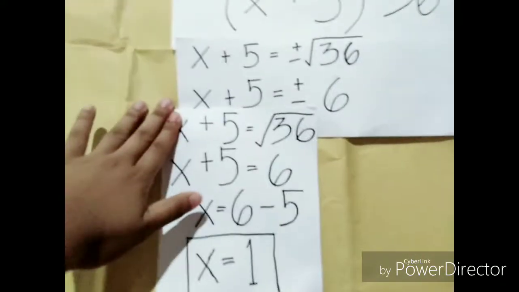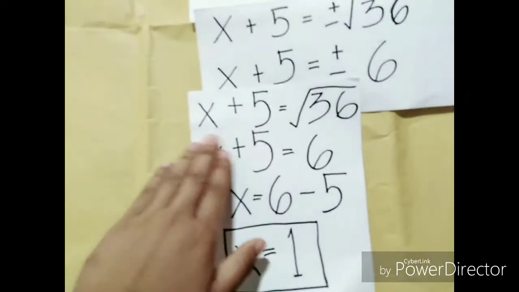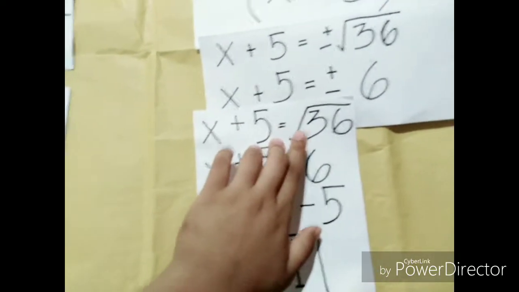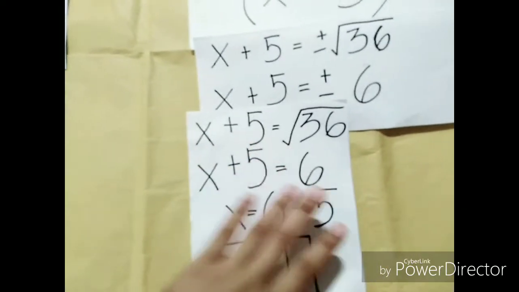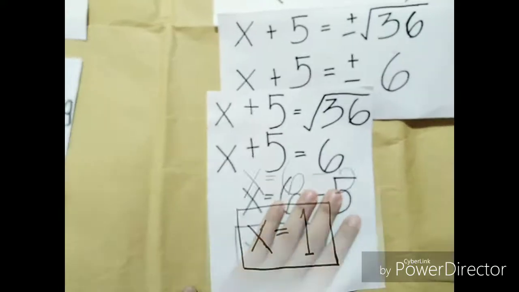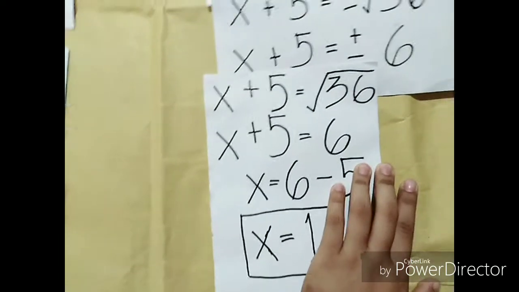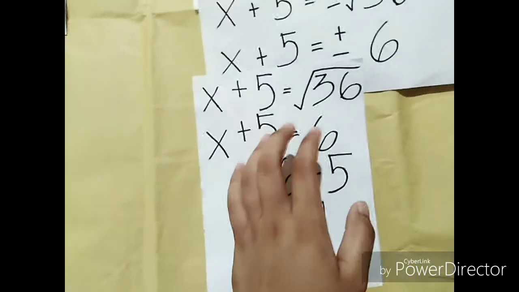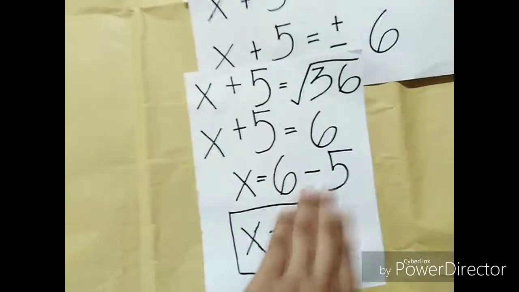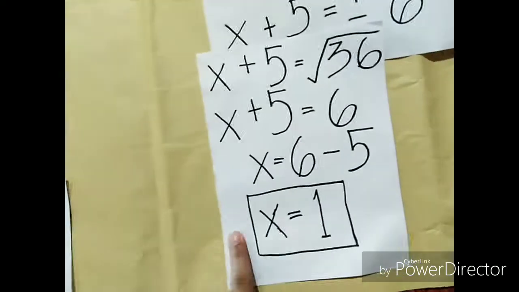Let's solve first the positive. x plus 5 equals the square root of positive 36. The square root of positive 36 is 6. So it will be x plus 5 equals 6. We will transpose the positive 5 to the other side, and it will become negative 5. That's why x equals 6 minus 5. So x equals 1.